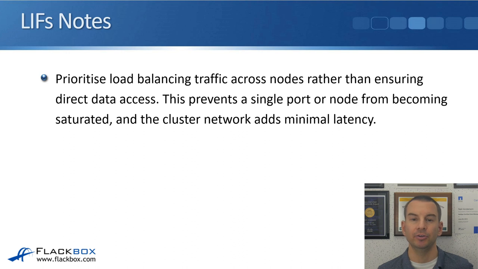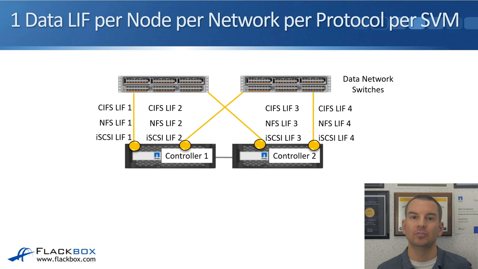Okay, last thing to tell you is to prioritize load balancing traffic across nodes rather than direct data access. This prevents a single port or node from becoming saturated, and the cluster network adds minimal latency. Let's go back to the diagram again to explain this. So in this example, let's say that I have volume 1, which is owned by controller 1, and it's being used by our NFS clients. In that situation, you can see that NFS LIF 1 and NFS LIF 2, with the layout that we've used here, are terminating on controller 1.